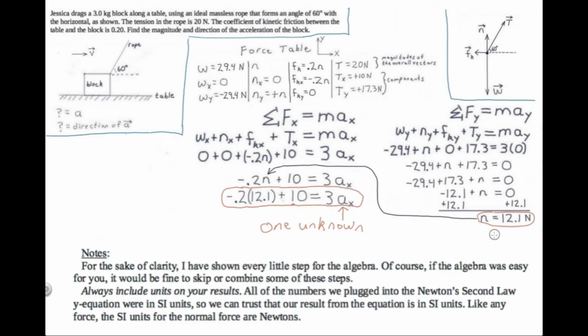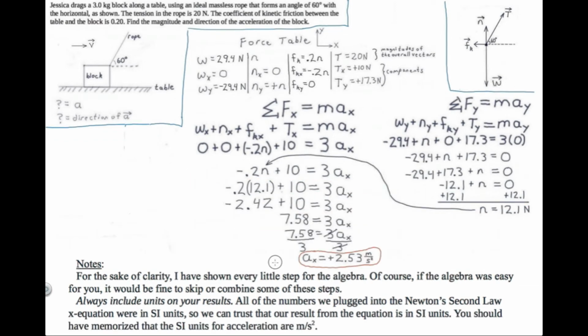Next, we substitute our result for n into the Newton's second law x equation. After we do that, the Newton's second law x equation now has only 1 unknown, a sub x. So now we're ready to solve the Newton's second law x equation for a sub x. Our result is that a sub x equals positive 2.53 meters per second squared. Remember that it's a good idea to include a plus sign in front of a positive component.